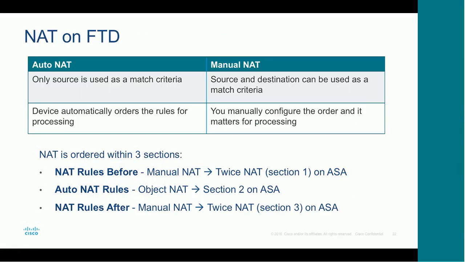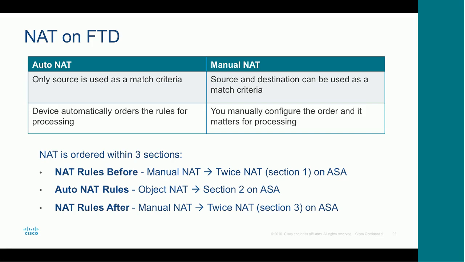NAT on FTD. You can configure NAT in both routed and transparent modes. Interfaces that are configured as inline tap and passive do not support NAT translation. In transparent mode, you cannot configure interface PAT because a transparent firewall does not have any interface IP addresses. Also, ARP inspection and translating between IPv4 and IPv6 networks are not supported.